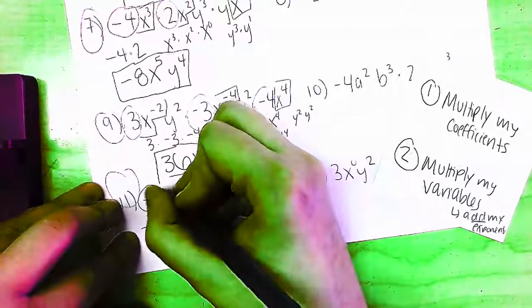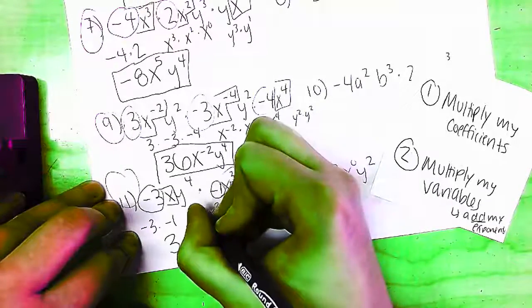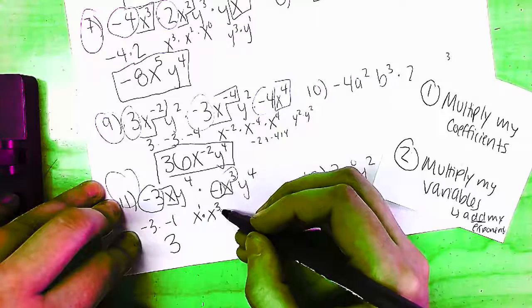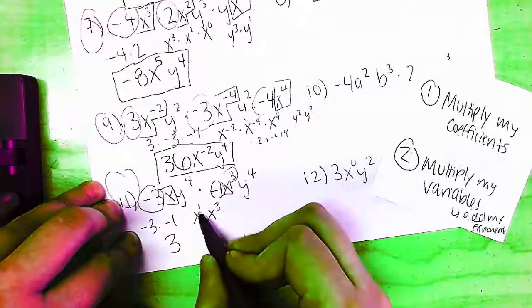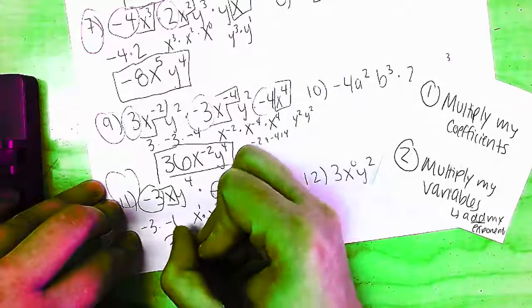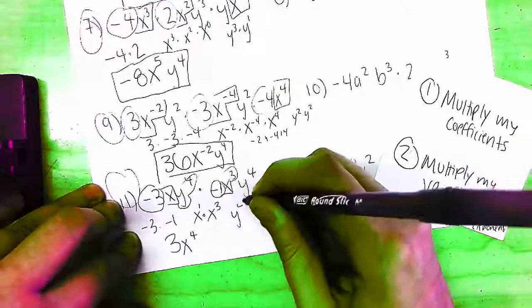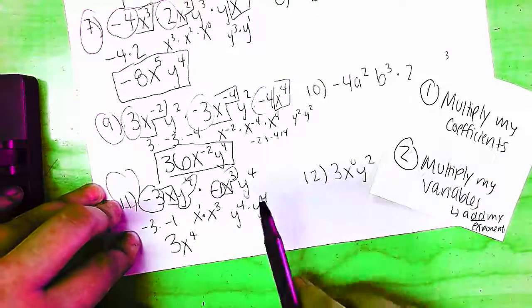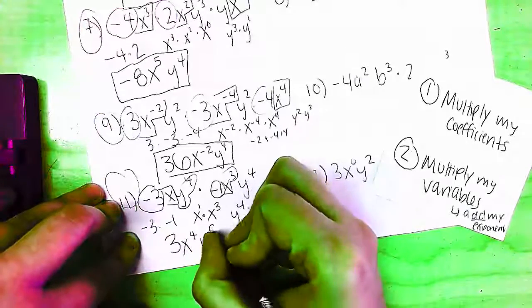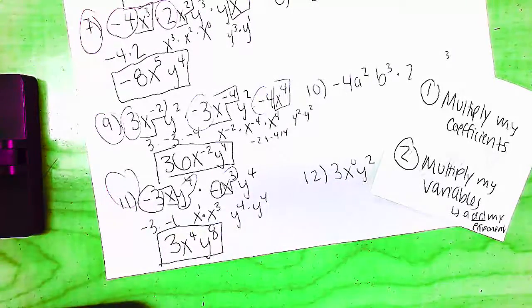Next, I have this x times x to the third. So x to the first times x to the third. If I'm multiplying, I need to add my exponents. 1 plus 3 is 4. So I have 3x to the fourth. Lastly, I have y to the fourth times y to the fourth. When I'm multiplying, I add my exponents. 4 plus 4 gives me 8. So I have 3 times x to the fourth times y to the eighth.